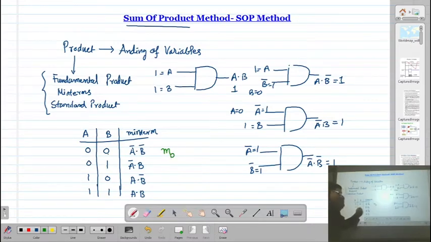Now here 01 is my binary number. So what is the equivalent decimal number? It is 1. So this term is represented as M1. Then if you look at this combination, 10 is a binary number, and its equivalent decimal number is 2. So I can represent this with M2. And in the same way, 11 is representing the number 3. Then this min term is known as M3. So whatever the fundamental product is, if you do not want to write in terms of the variables, then you can also write in terms of M0, M1, M2, and M3.